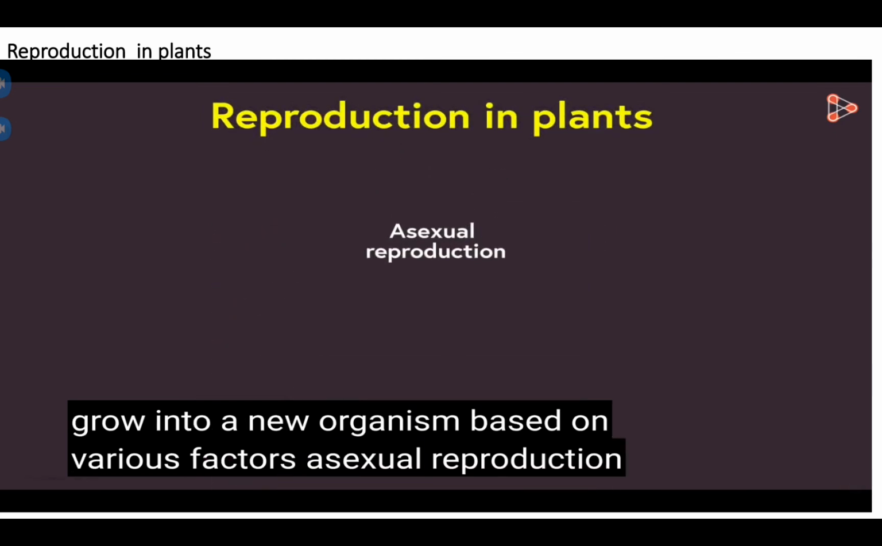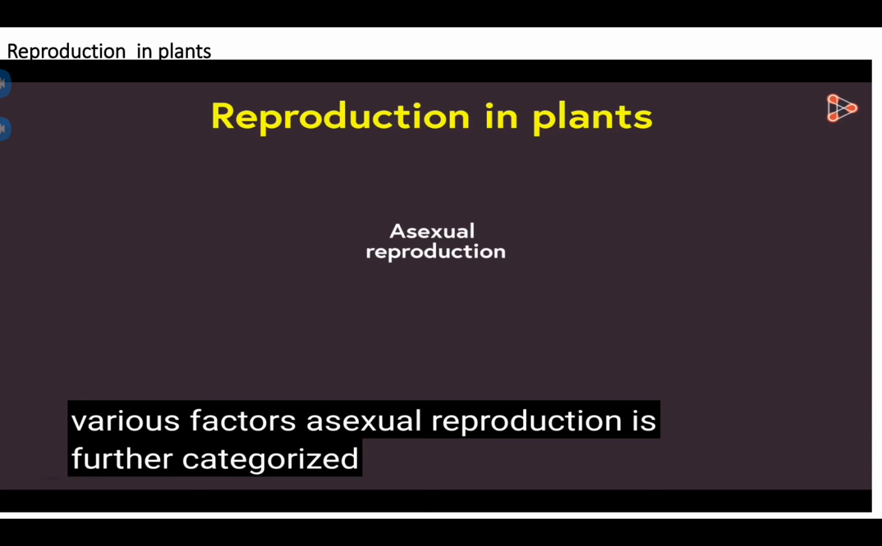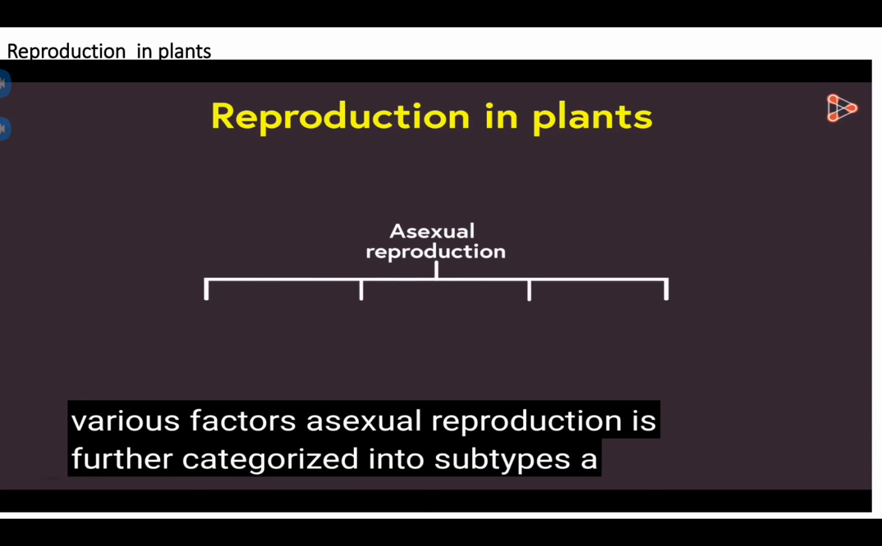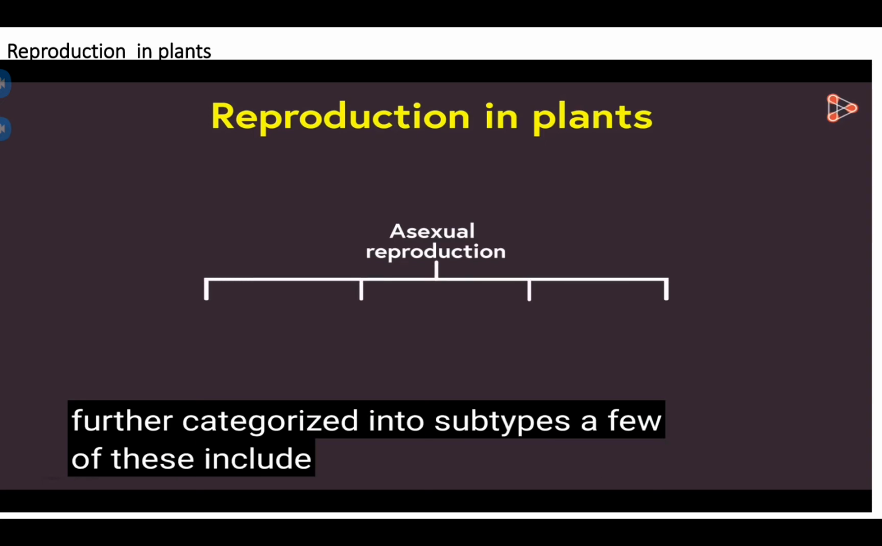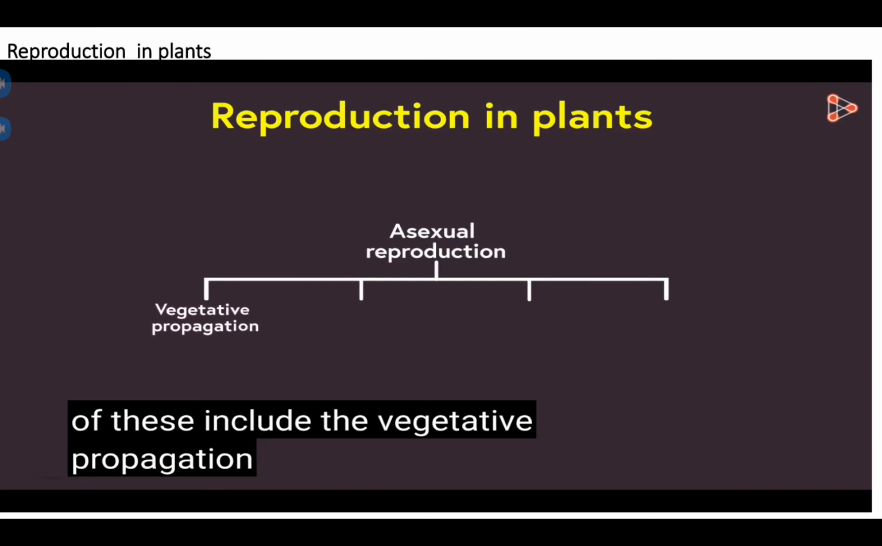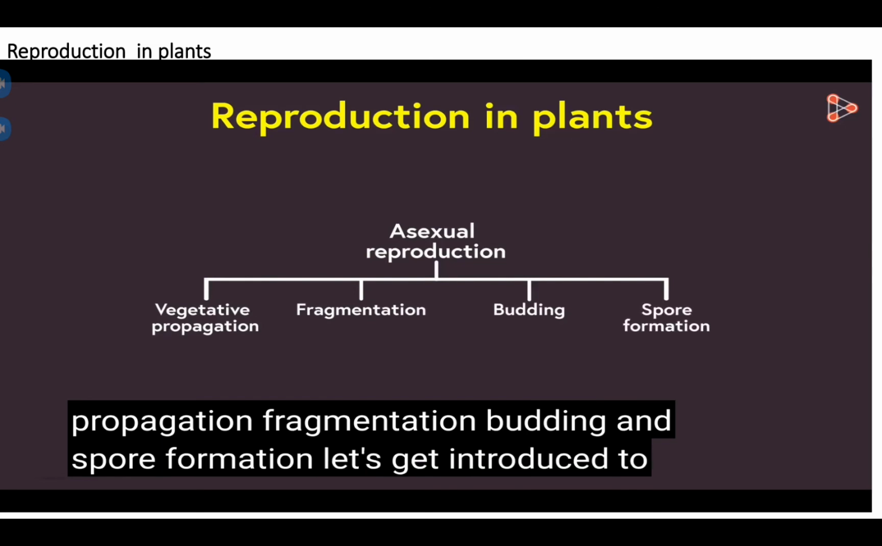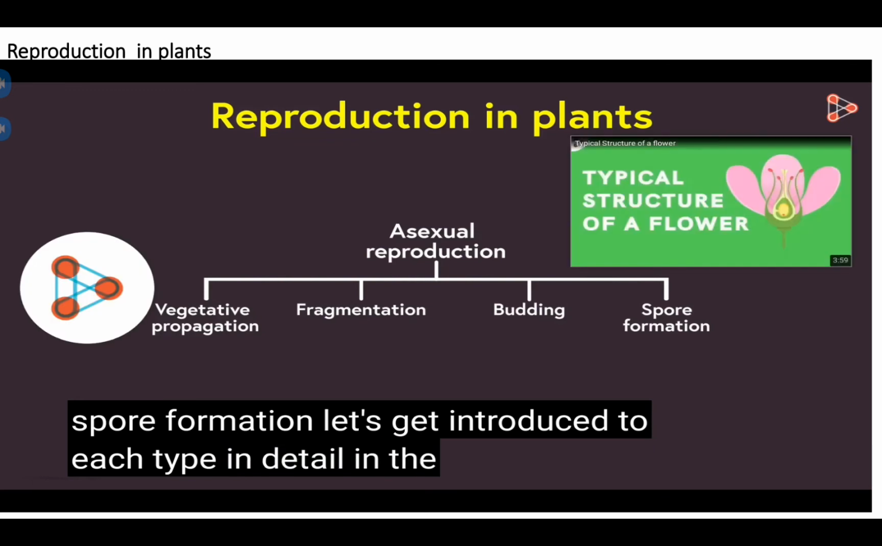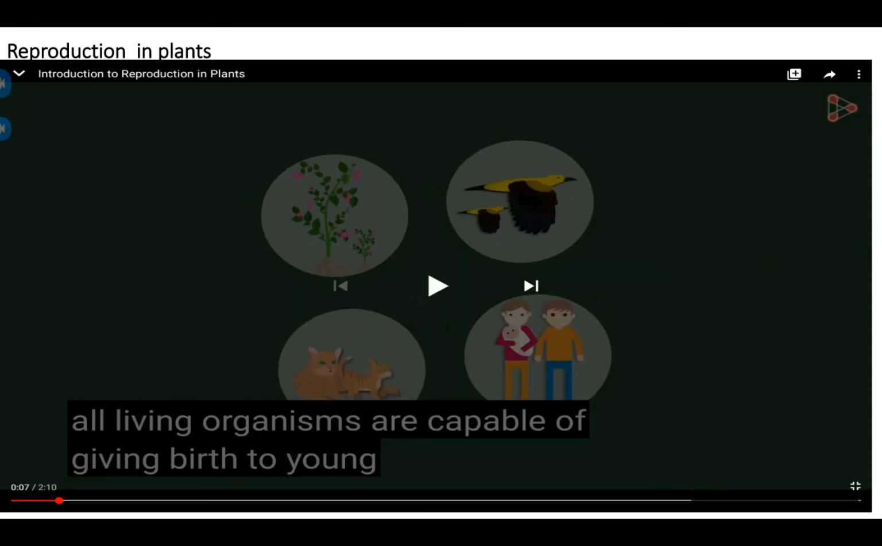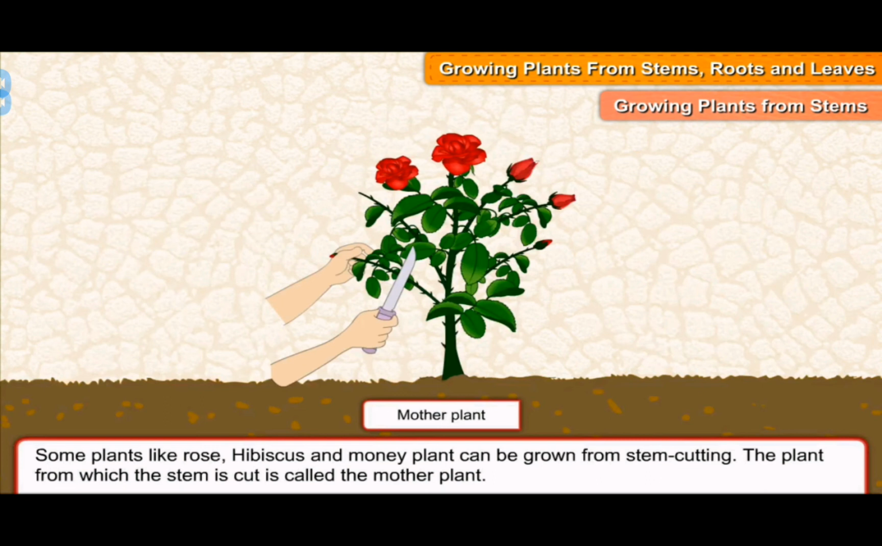Yes, already you know. Depending upon the parts, they are again categorized into different types: vegetative propagation, fragmentation, budding and spore formation. So vegetative propagation is related to plants, while fragmentation and budding are related to organisms. Now we are going to learn about the vegetative propagation of a plant.